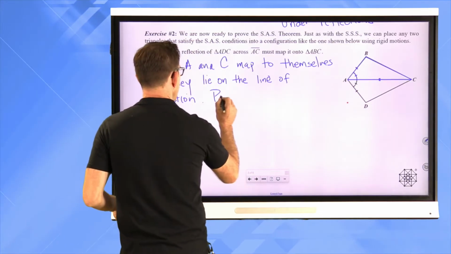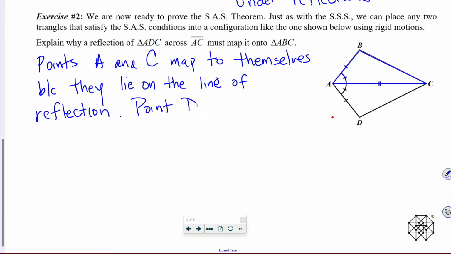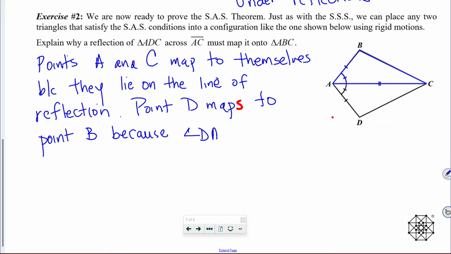So, point D maps to point B because angle DAC is congruent to angle BAC and AD is congruent to AB.